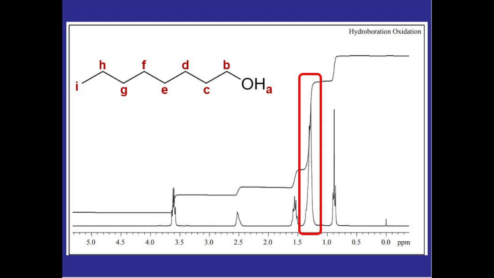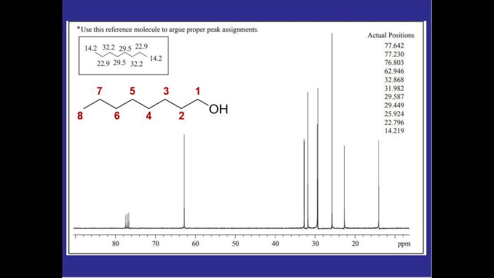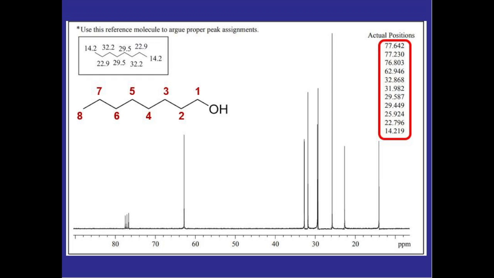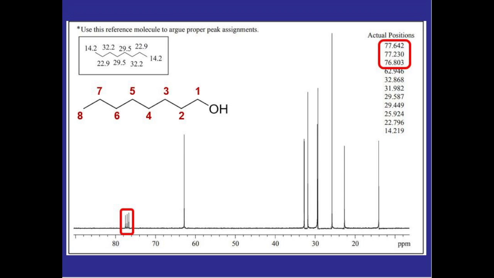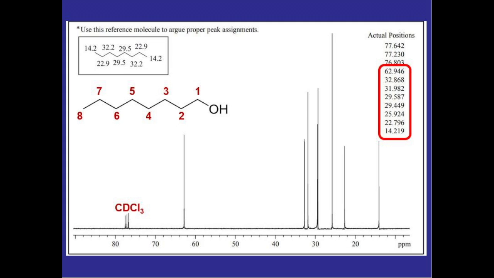I want to focus more on the carbon NMR though, just because there are some tricky things in here. First off, if you look to the right, you are given the actual positions of the peaks, and the first 3 around 77 are going to be for the solvent used, so that would be CDCl3, meaning that the remaining 8 peaks will be for the 8 actual carbons on our molecule.